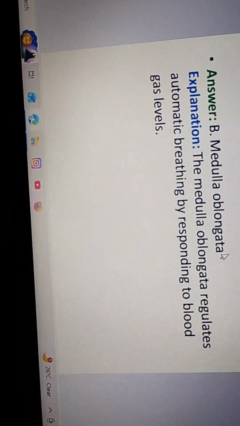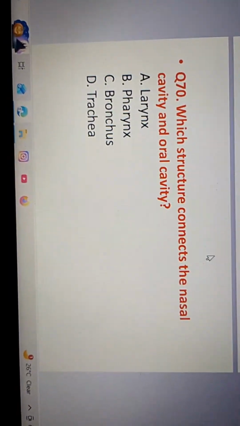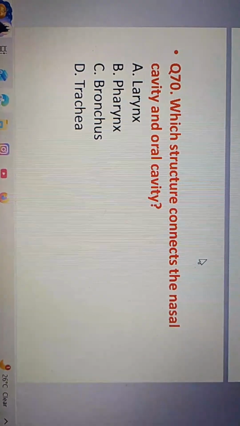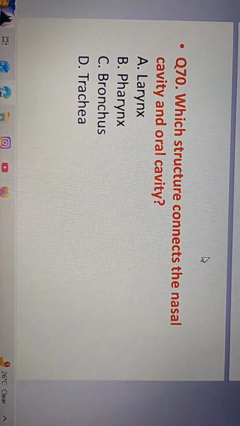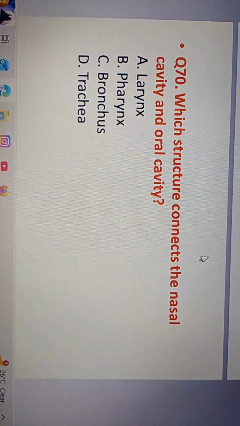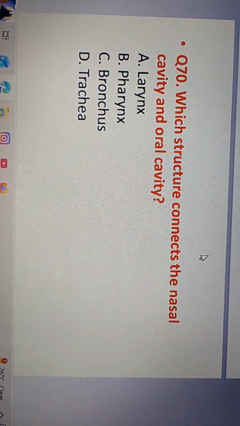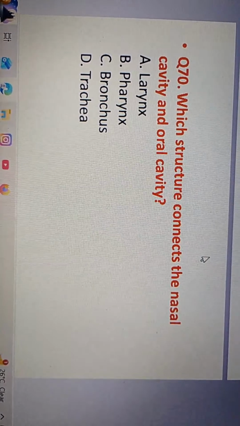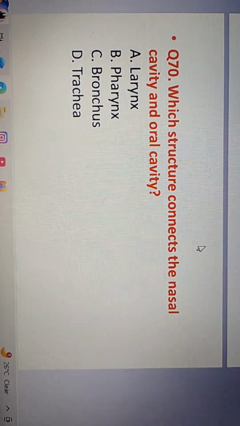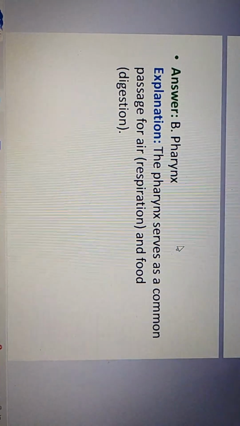The next question, which structure connects the nasal cavity and oral cavity? Option A larynx, option B pharynx, option C bronchus, option D trachea. The correct answer is option B pharynx. The pharynx serves as a common passage for air, that is for respiration, and food, that is for digestion.